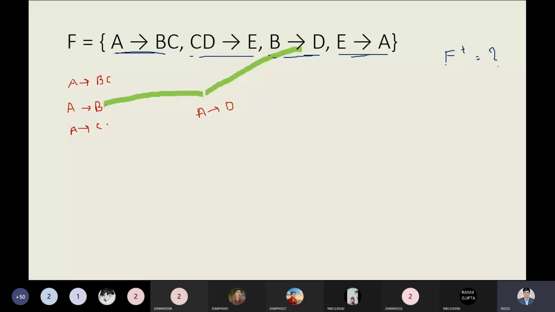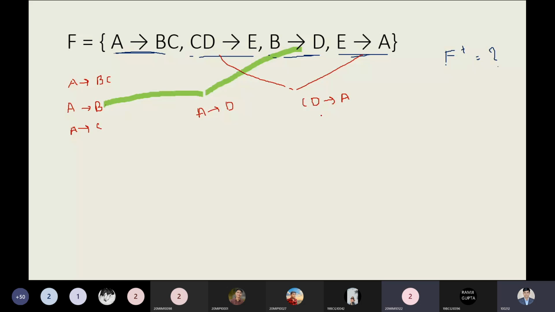Now, next we have this point E determinant to A, so there is no chance. But after choosing C determinant to E and E determinant to A, and by applying the transitivity rule, we can see CD determinant to A is possible. Let me know right now, is it possible or not? Yes, sir.